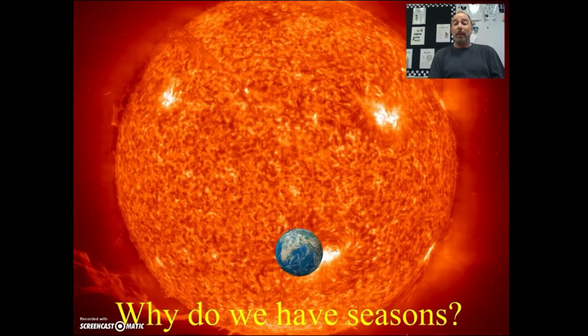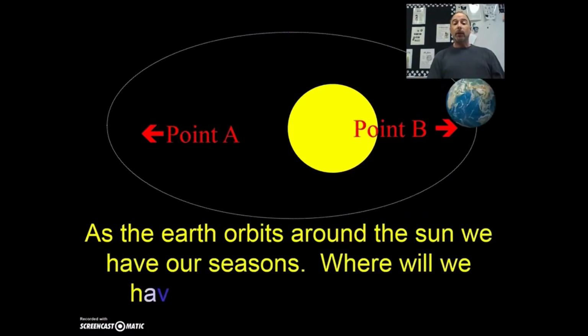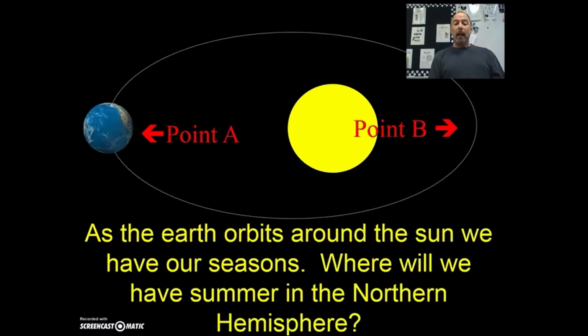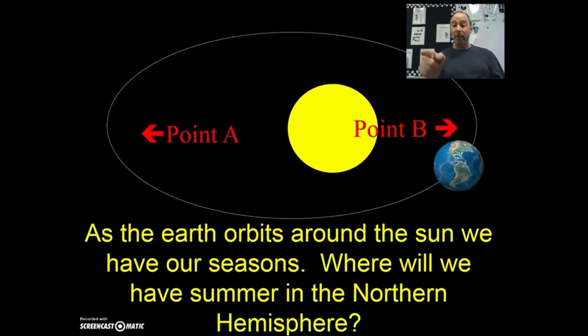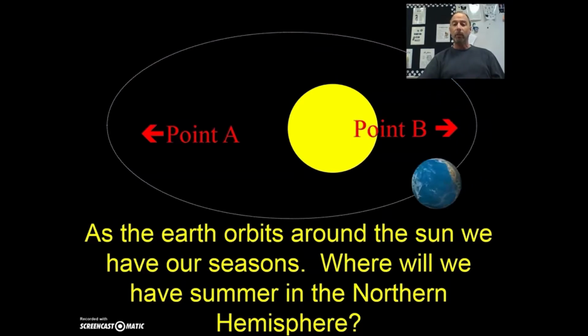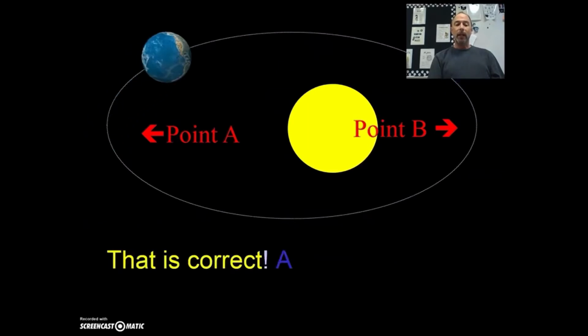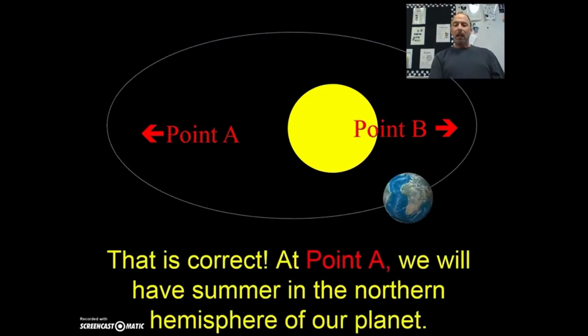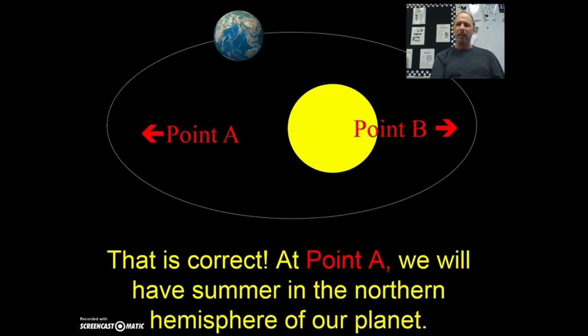So, why do we have seasons? Well, as the Earth orbits around the sun, we have our seasons. Now, the question here is, where will we have summer in the northern hemisphere? Will it be here at point B, or will it be there at point A? Raise your hand if you think it's there at point B. Now, who thinks it's there at point A? Well, if you said point A, no, wait a minute, that's not right. It's point B, because at point B, we're closer to the sun than we are at point A.